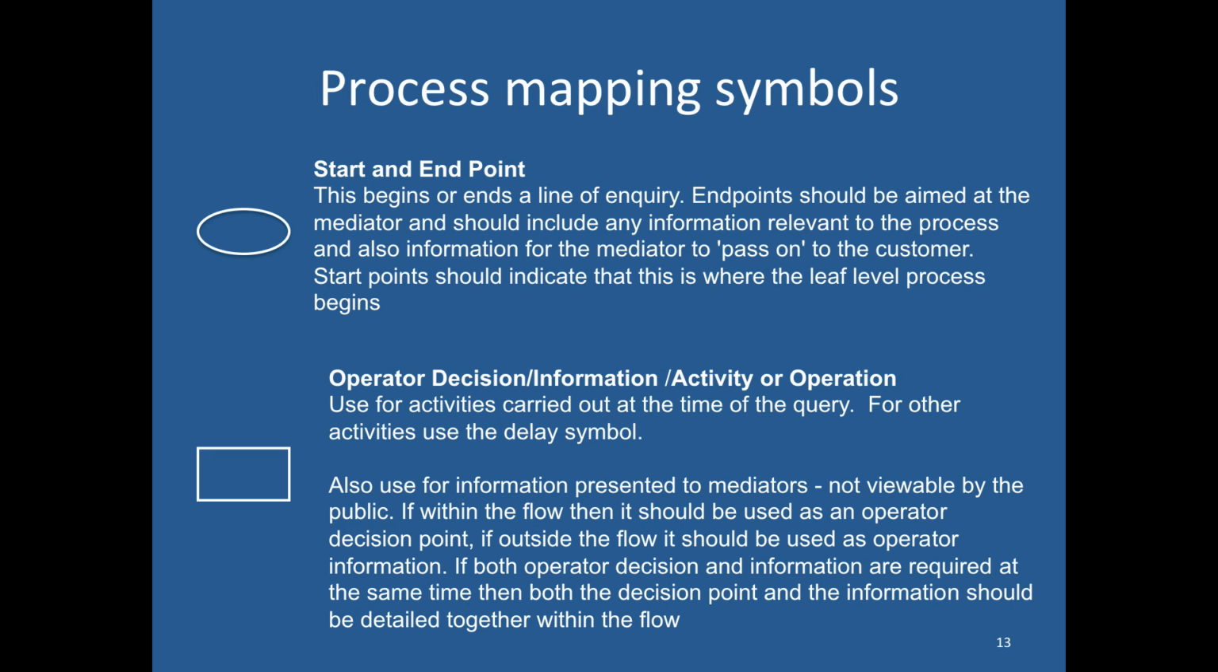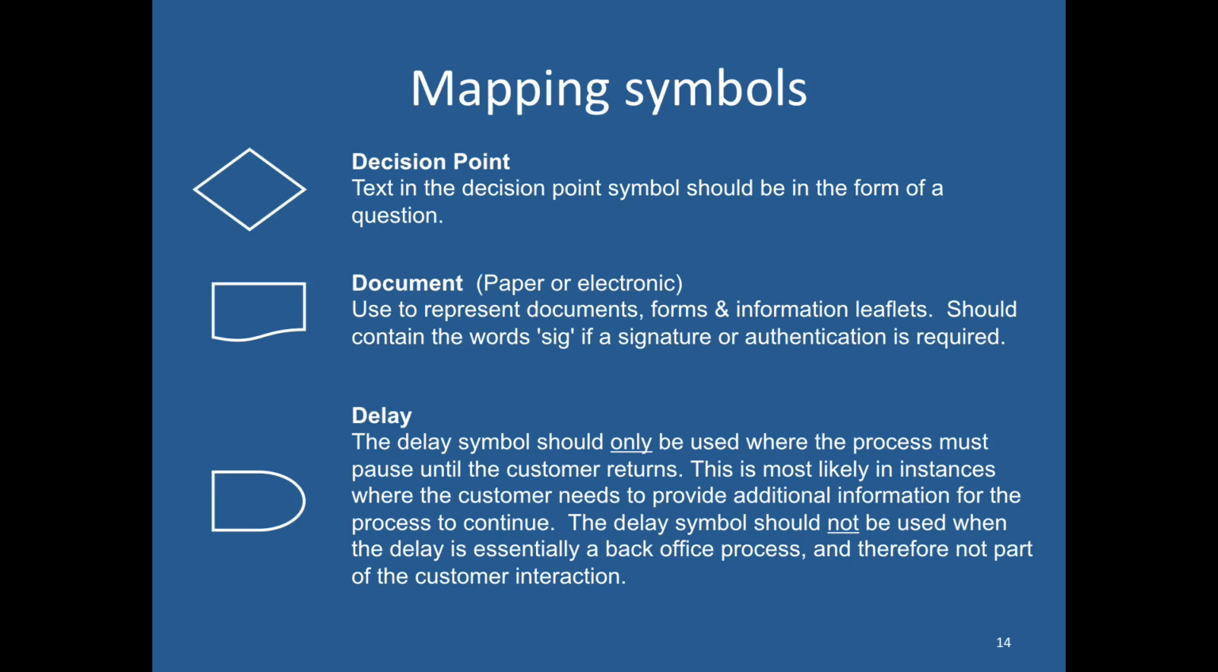There are other symbols used in process charts. I've already mentioned the start and end point, and also the activity symbol. We've touched on the decision point, but some other common symbols include the document. You'll find that many processes lead to documentation, sometimes ending in documentation, sometimes then going on to the next action.